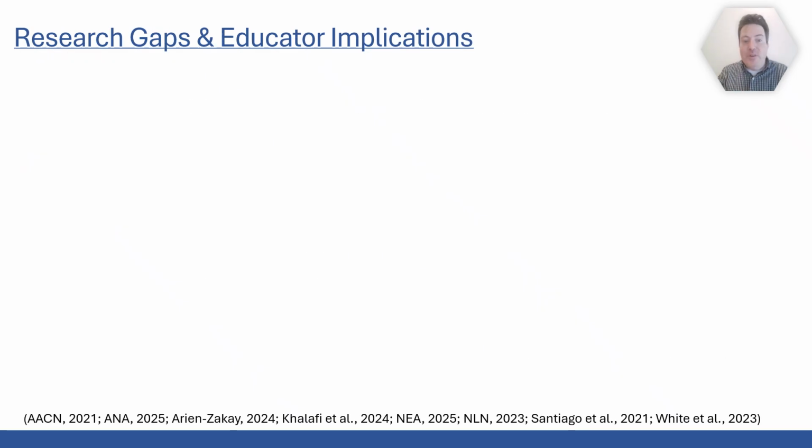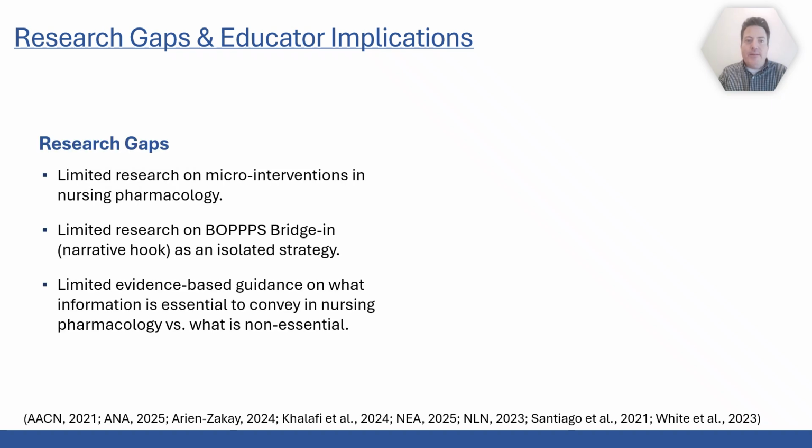So let's look at some research gaps and educator implications. This project was focused on just one part of the BOPPPS framework because it was feasible as a micro-strategy, and that's what I wanted to look at, micro-strategies that time-crunched adjunct faculty members could use. And the existing evidence shows that the full BOPPPS method is even more successful. However, there is limited research on micro-interventions in nursing pharmacology or utilizing narrative hooks as an isolated strategy.